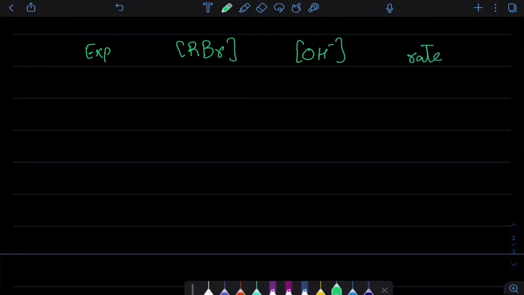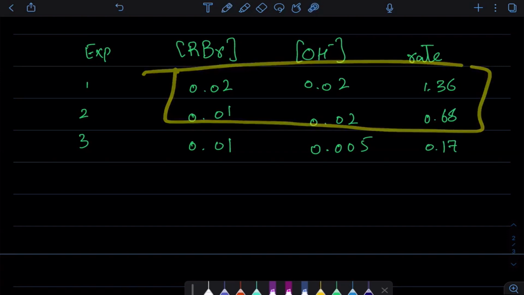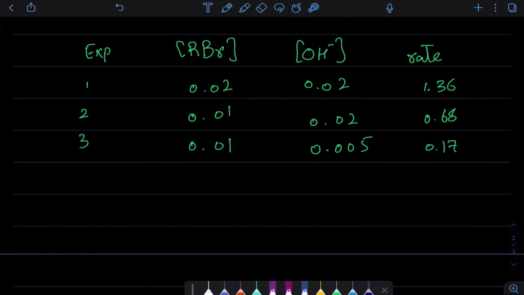Units are pretty straightforward, clear. 1, 2, 3. The values I get are... okay. So this is from past papers actually, and let's say I want to figure it out for RBr, so I can pick these. Okay, and for OH minus I can pick these, and from this I can easily figure out how the rate changes.